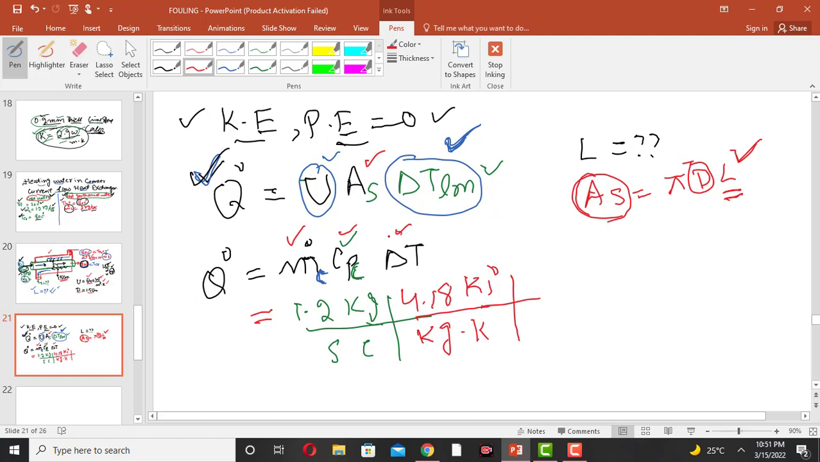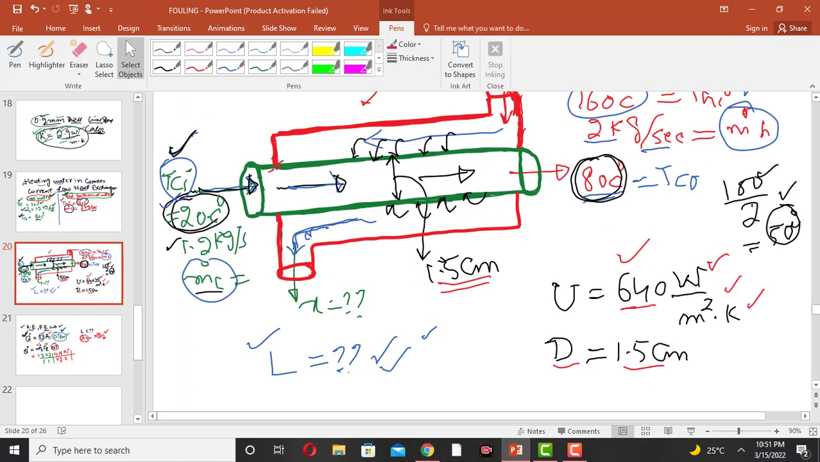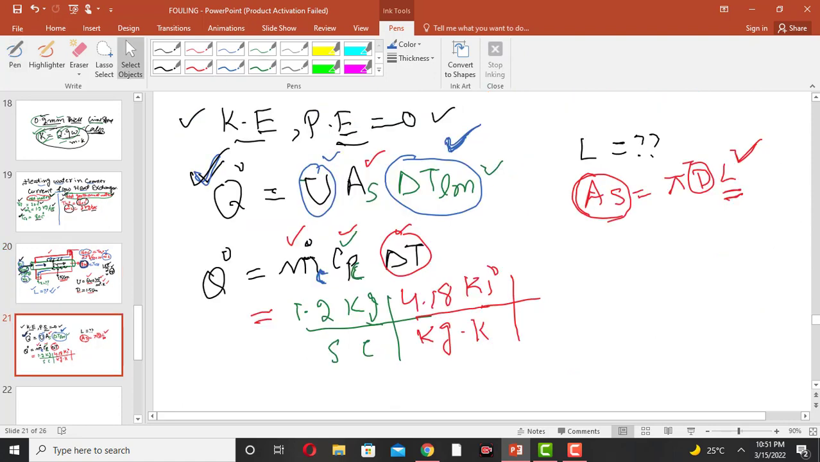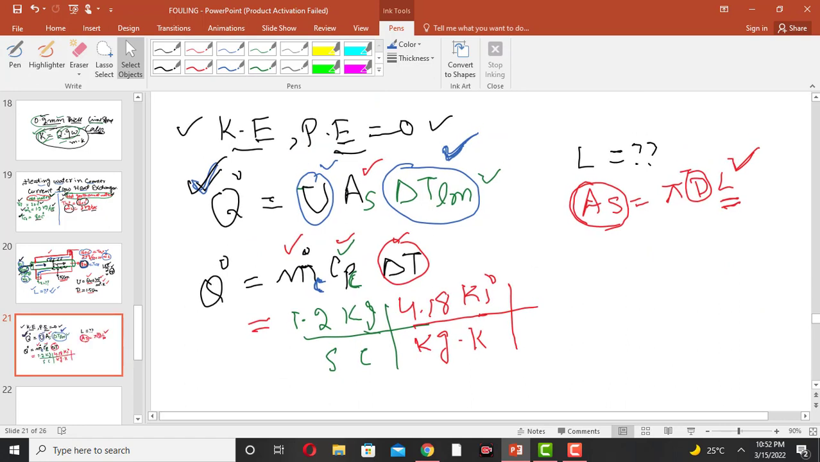Now this is the temperature difference. This temperature difference is nothing but the outlet temperature of the tube minus the inlet temperature, 80 minus 20, which is 60. So this is 60 degrees centigrade.